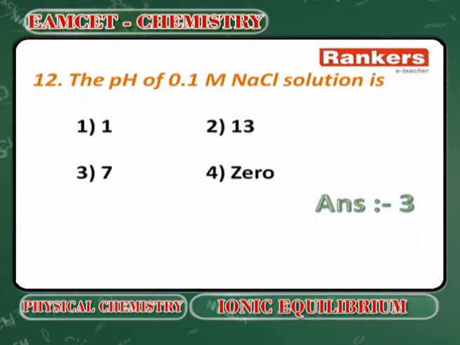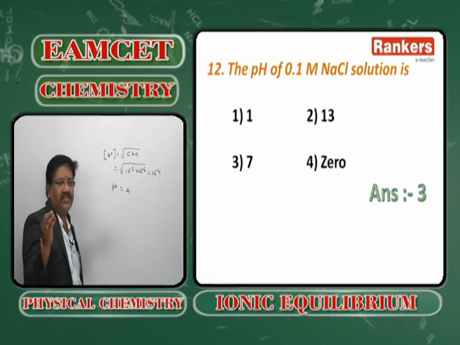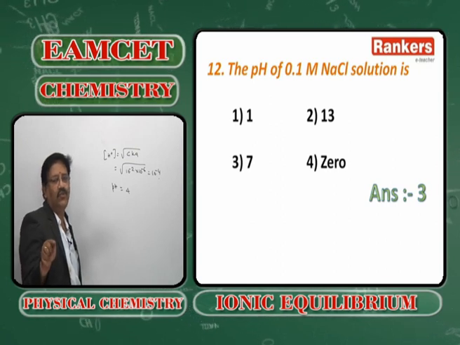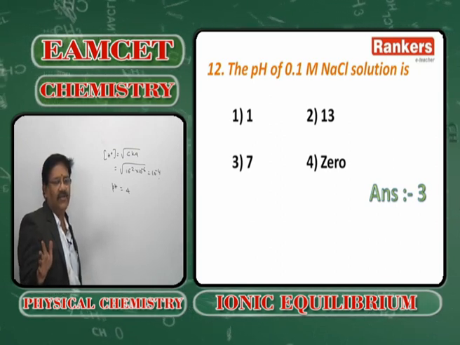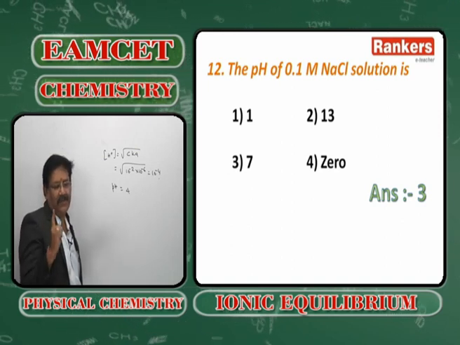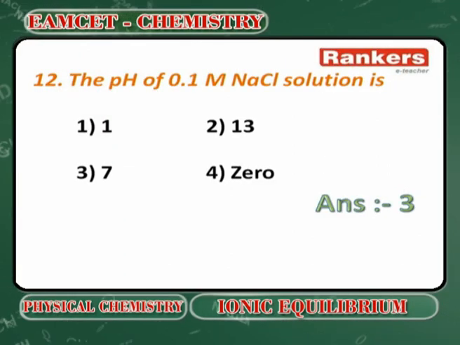Next, the pH of 0.01 molar NaCl solution. NaCl does not undergo hydrolysis. This salt, NaCl, is derived from a strong acid and a strong base. This type of salt does not undergo hydrolysis at all. So for such solutions pH will always be equal to 7. So option 3 is the answer. Next question.